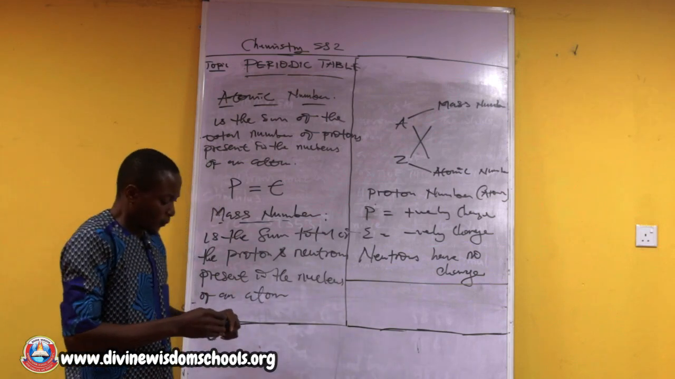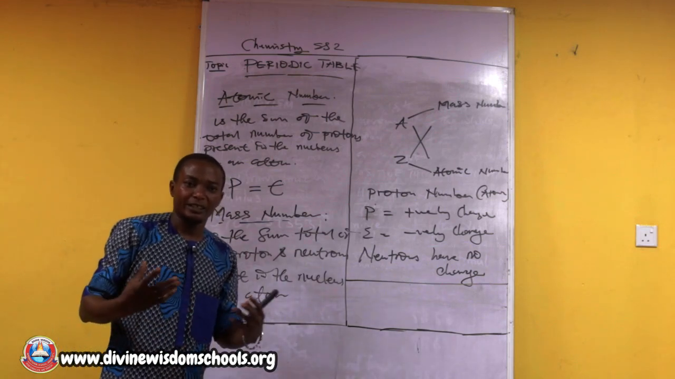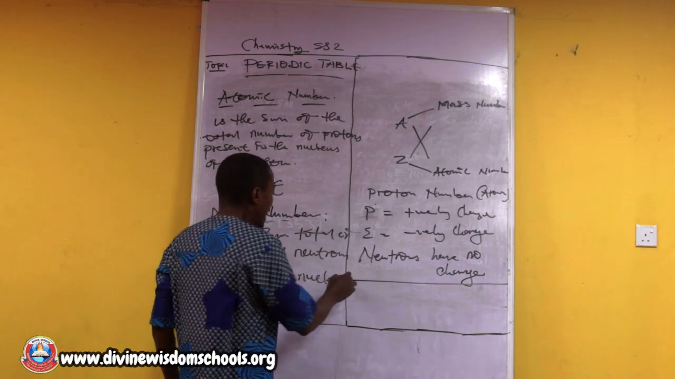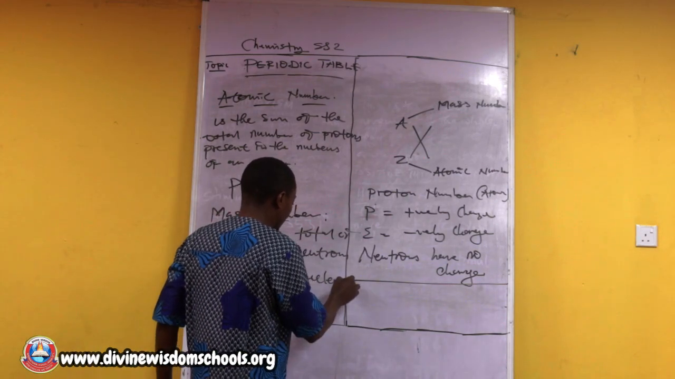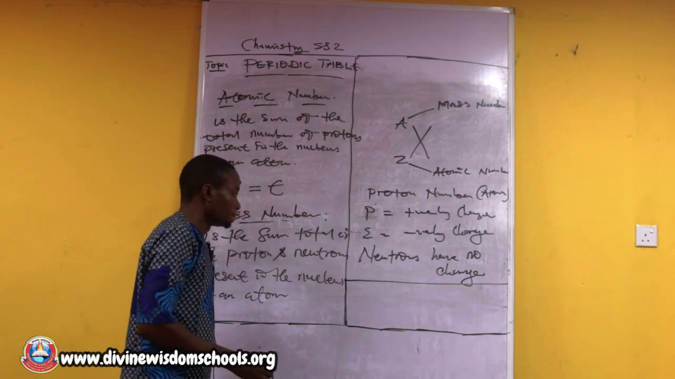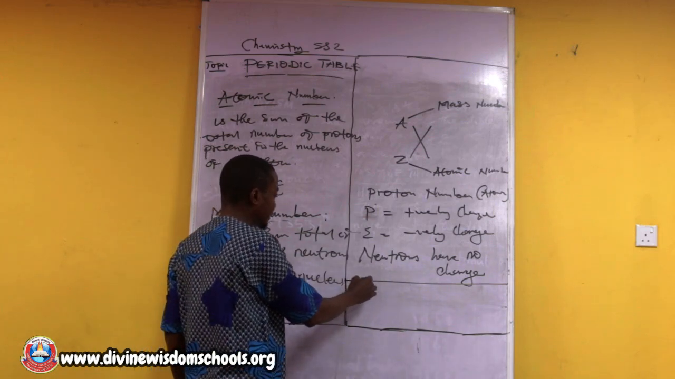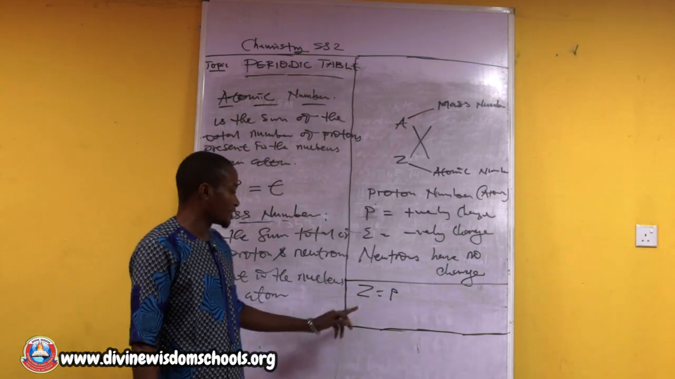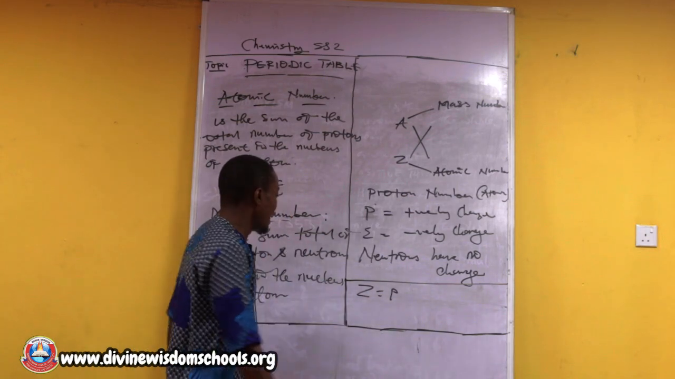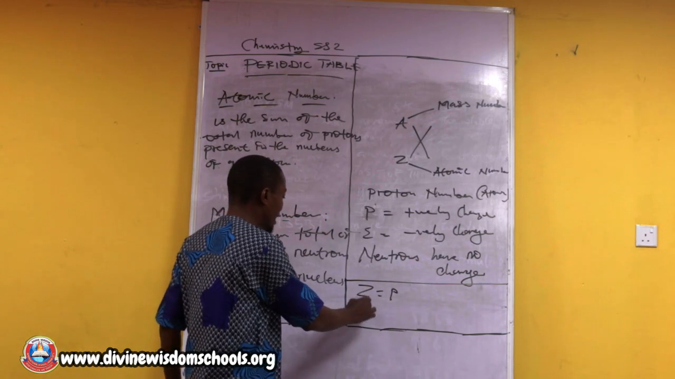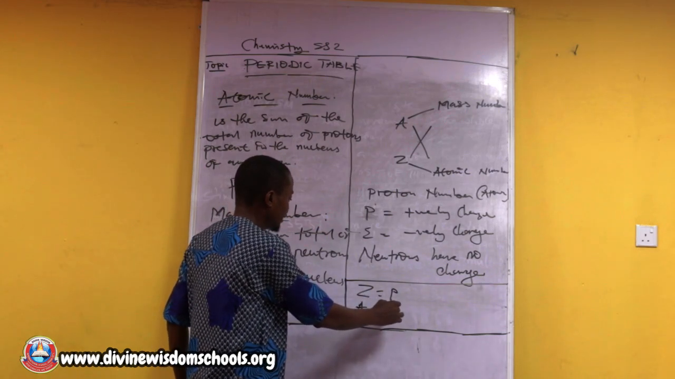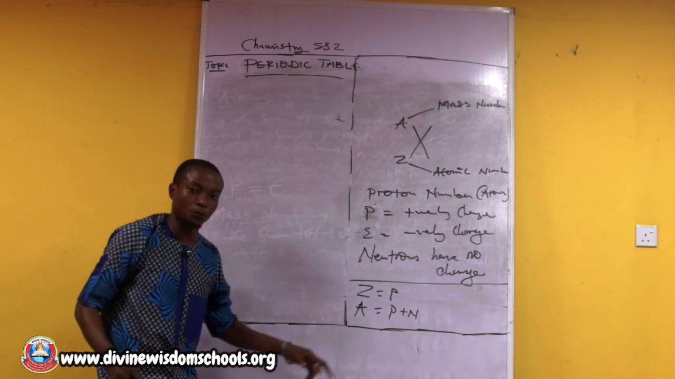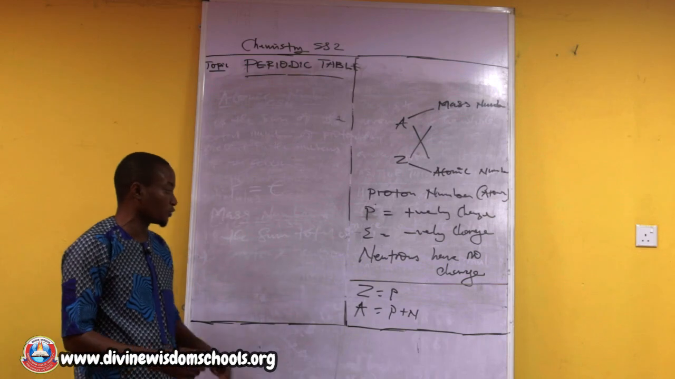Now, what if you're given a question like this? Before we go into the question, let's look at how we get the neutron number in terms of calculation. The atomic number Z is equal to P, and the mass number A is equal to P plus N. That is the sum total of the protons and the neutrons present in the nucleus of an atom.